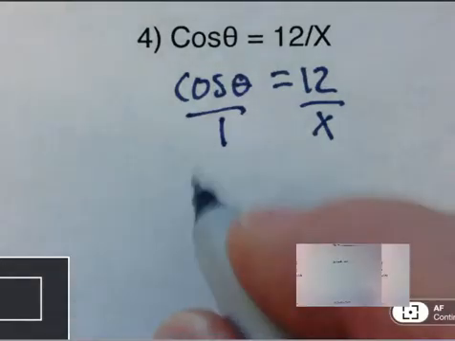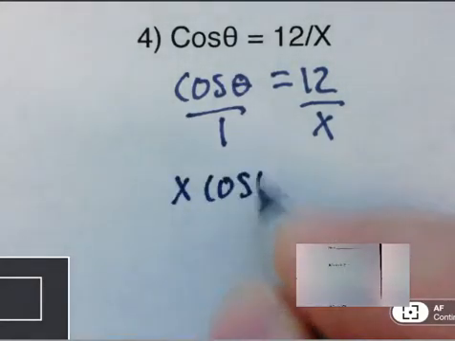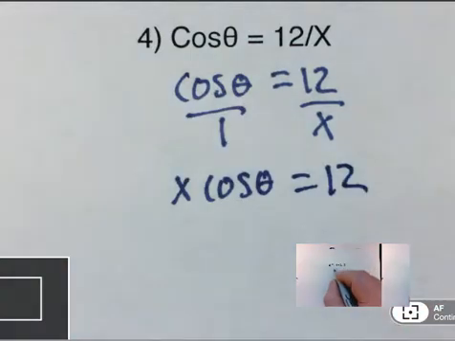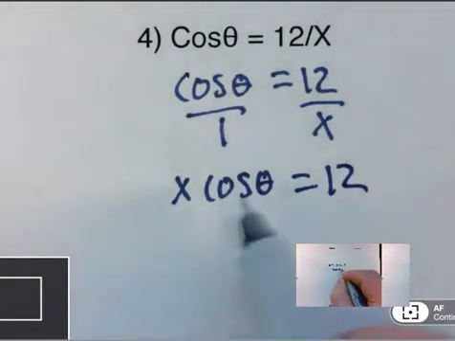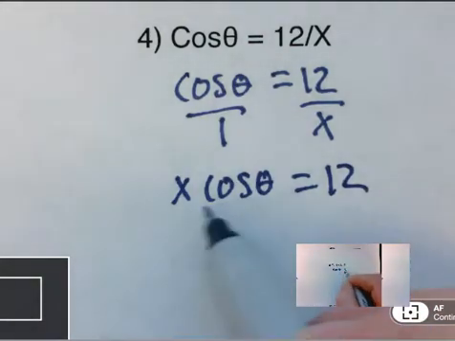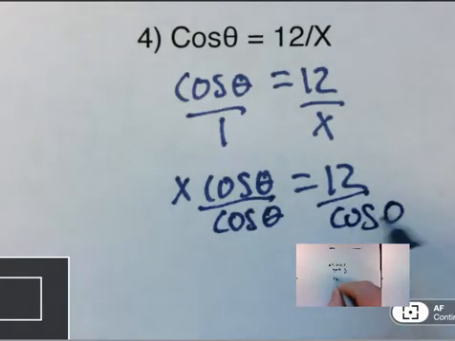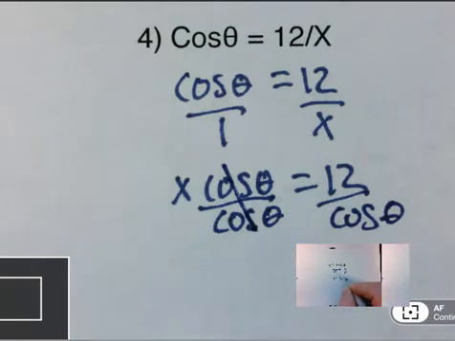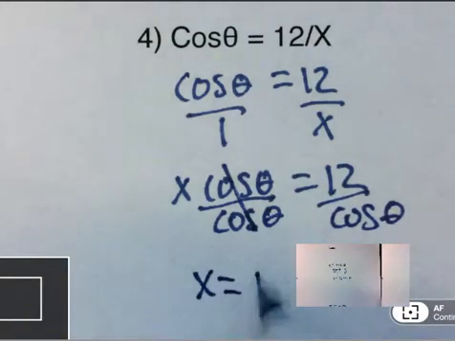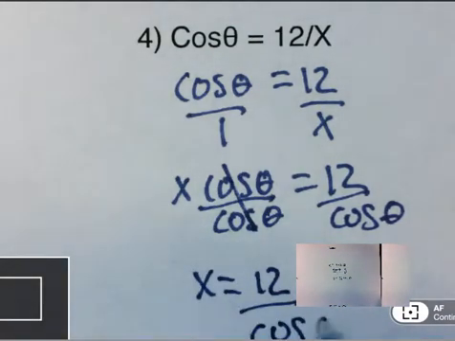Our fifth example involves tangent. And like the others, tan theta equals x over 12, tan theta over 1, and we're left with x equals 12 tan theta. And we have our solution.